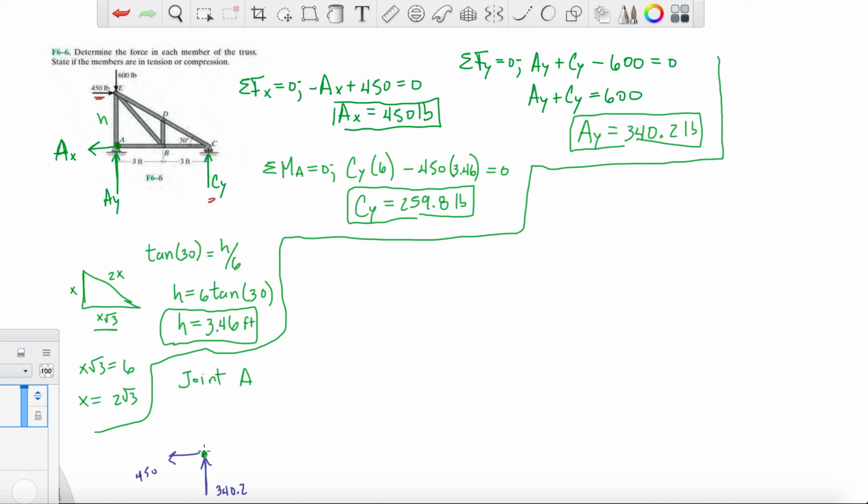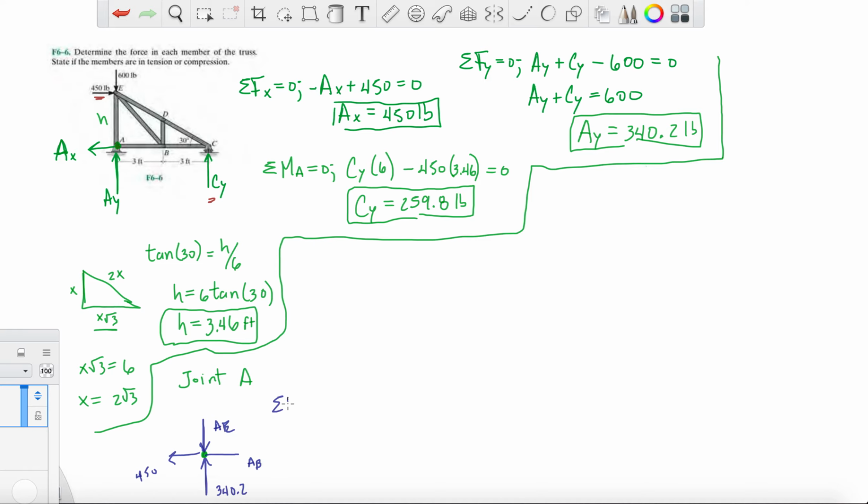AE. So I'm just going to draw a stick. That's AE, and this is AB. Okay, so we'll call it AB and AE. Usually I would draw everything in tension, away from the joint. But in this case, I already know that 340 is pushing, it's compressing A, or acting upwards on A. So you know that AE is going to have to counteract that 340 to even out. So we know AE is going to go down.